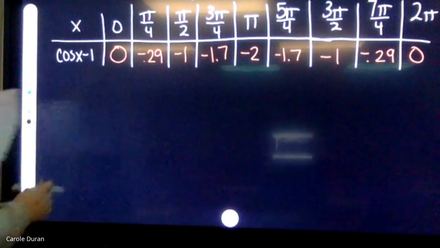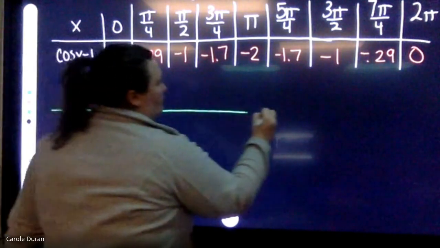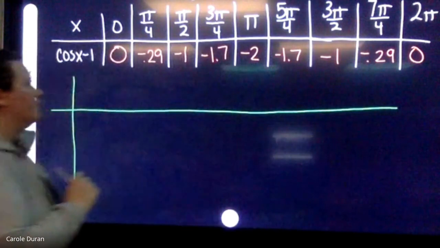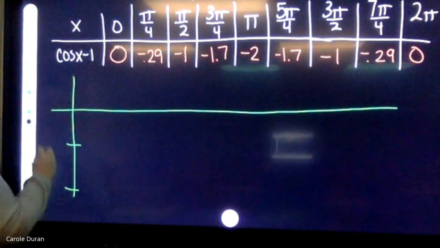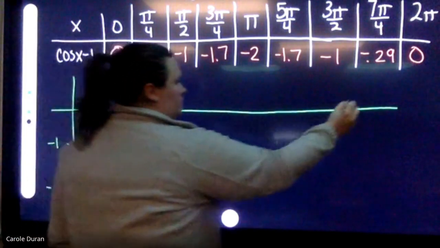Okay, so now we graph this. So does it go up like the denominator? Because it goes 4, 2, 4, 4, 2, 4.